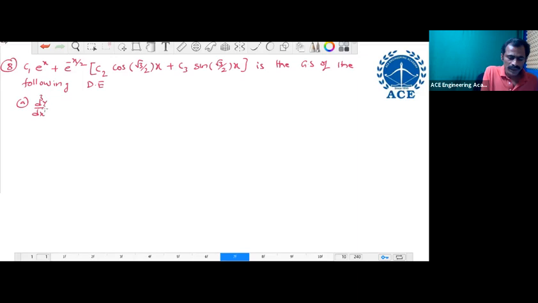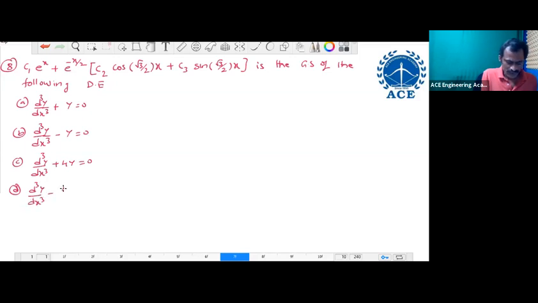Option A, d cube y by dx cube plus y equal to 0. Option B, d cube y by dx cube minus y equal to 0. Option C, d cube y by dx cube plus 4y equal to 0. Option D, d cube y by dx cube minus d square y by dx square plus y equal to 0.